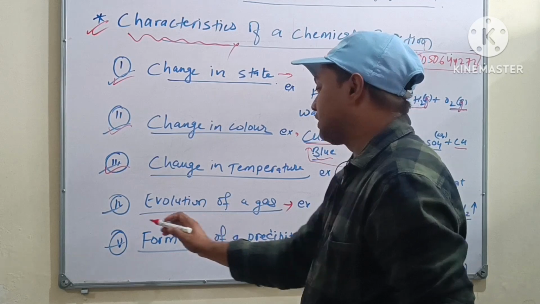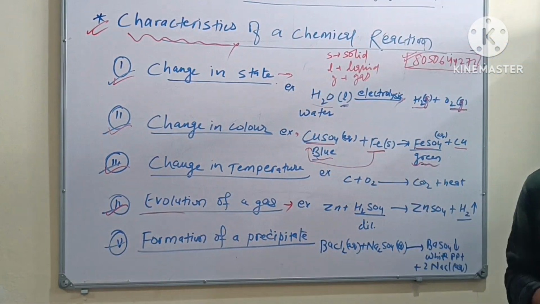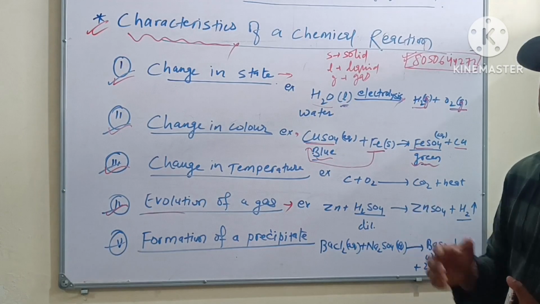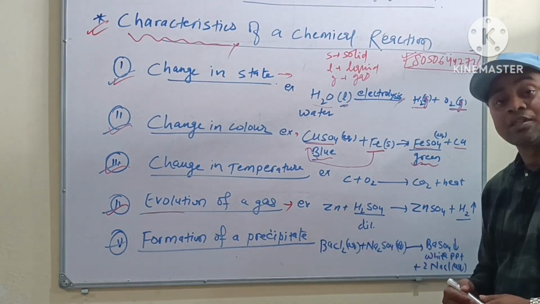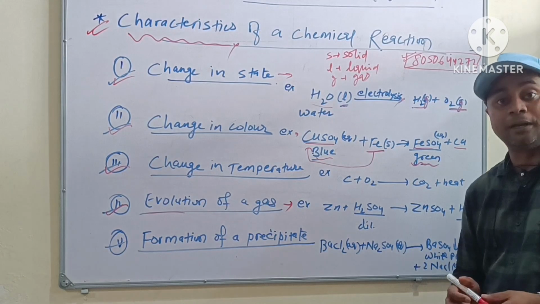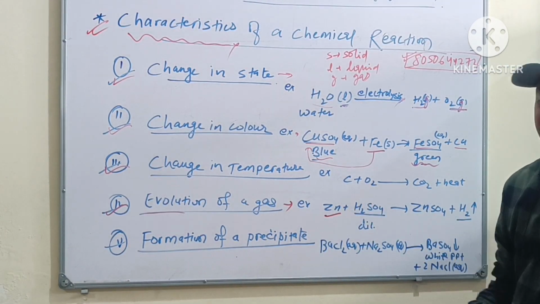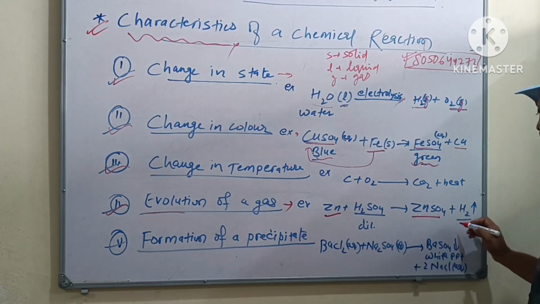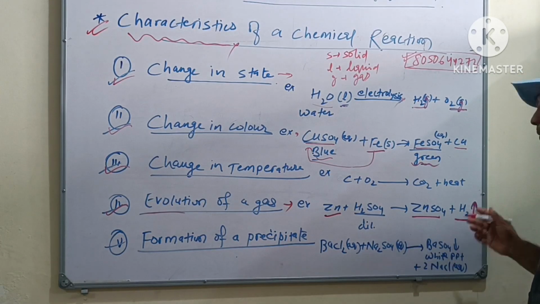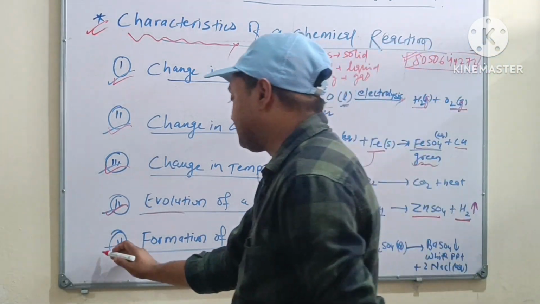Next characteristic is what? Evolution of a gas. When during a process a gas is evolved, then we can say that a chemical reaction has taken place. For example, you take any active metal, react with acid, it will give you what? Salt plus hydrogen gas is evolved. For example, here I have taken zinc. When you react it with dilute sulfuric acid, H2SO4, it gives you zinc sulfate plus hydrogen bubbles are evolved. Is it clear?